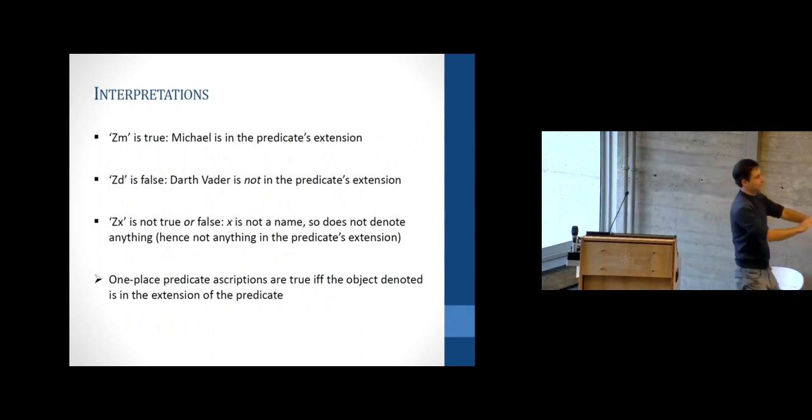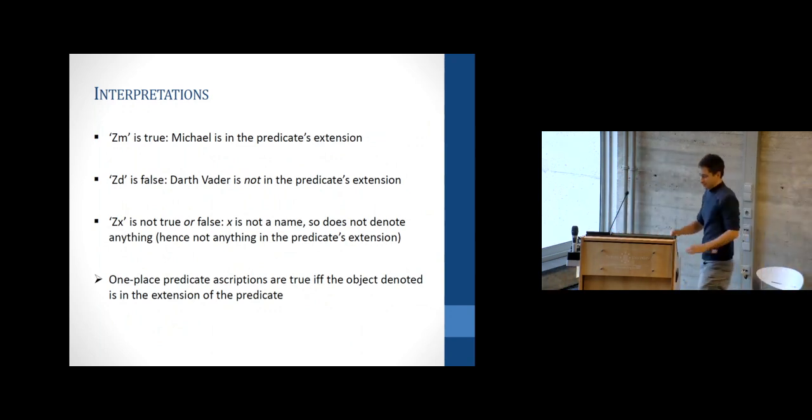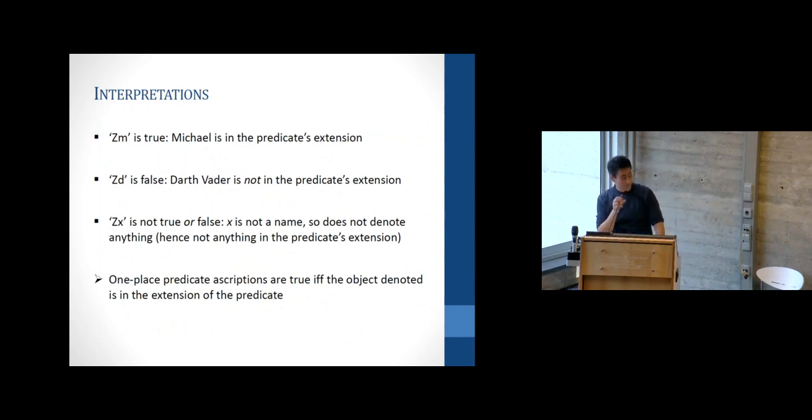Okay, let's come back, people. We have a lot to cover, so I have to continue. We just specified how a one-place predicate can be true, how a sentence like ZM is true, but Z here is a one-place predicate.